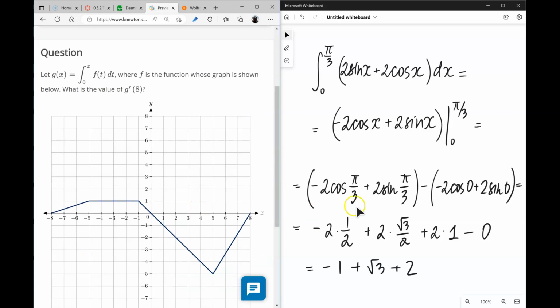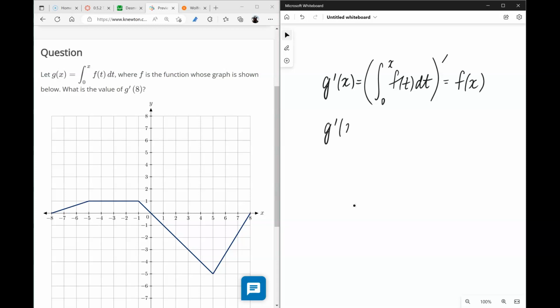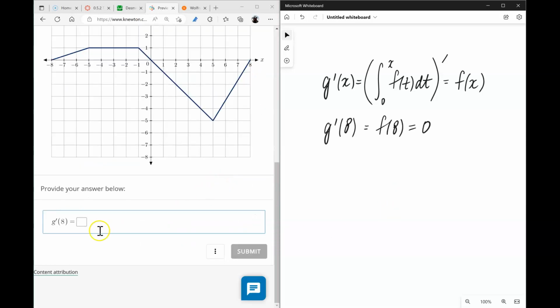Interesting. So let's see what the question is asking us. First of all, we have to find the derivative of g and evaluate it at 8. So to find the derivative of g, we're going to differentiate this integral function with respect to x. And according to the fundamental theorem of calculus, it's simply f of x. And now to evaluate g prime at 8, we have to plug 8 into f. And f of 8 is equal to 0. So the answer is 0.